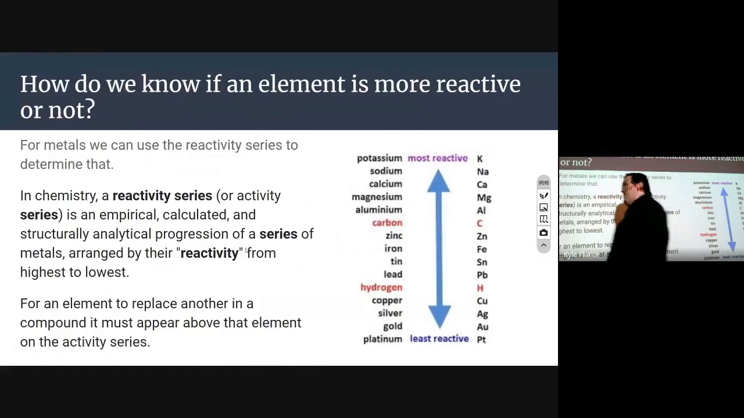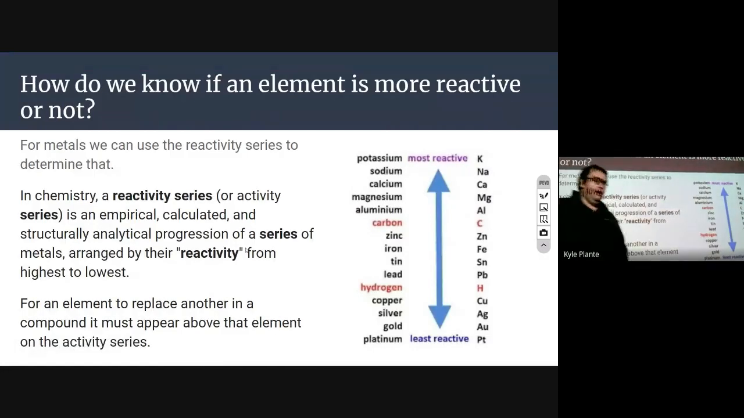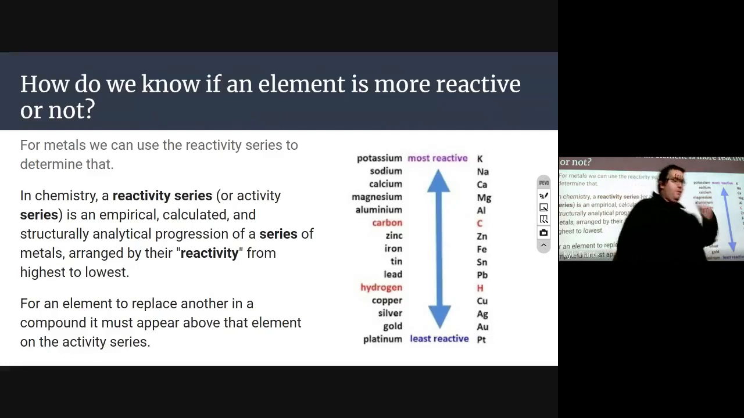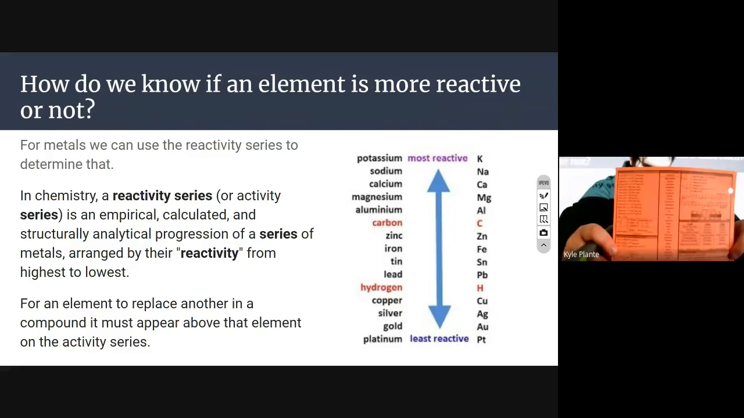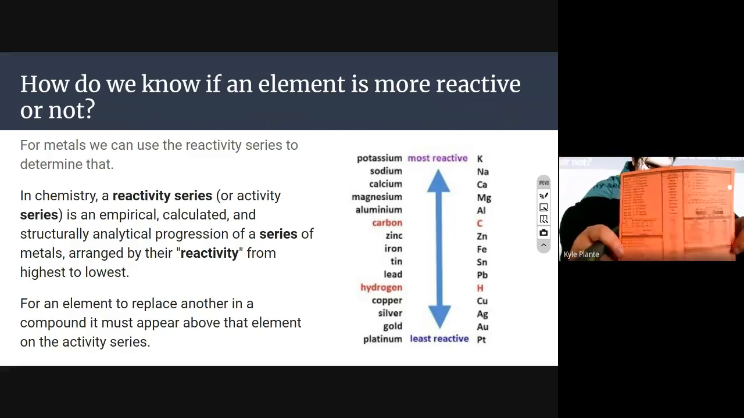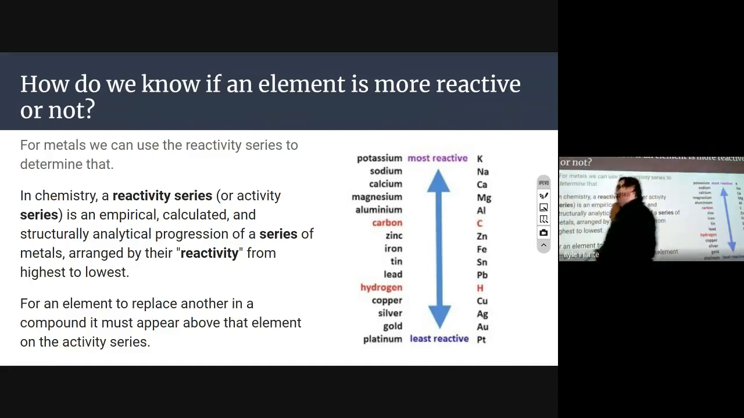How do we know if an element's going to be more reactive or not? What we do is we look at the reactivity series. On the back of your periodic table is a reactivity series, right in the middle. So I'm going to hold it up to the camera. Right in the middle there, that is your reactivity series. This reactivity series lets us predict whether or not a single replacement reaction is going to occur.